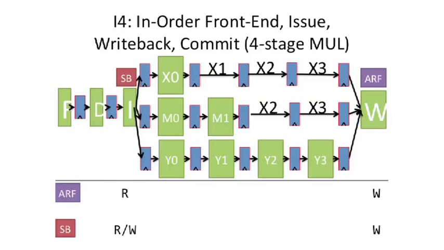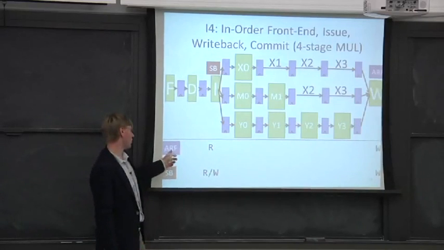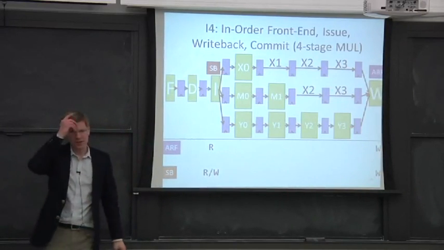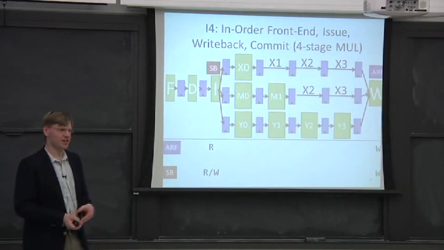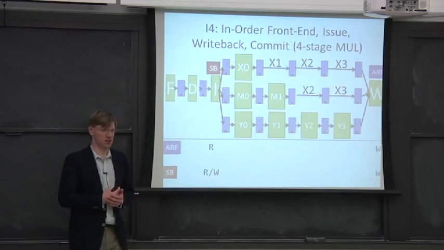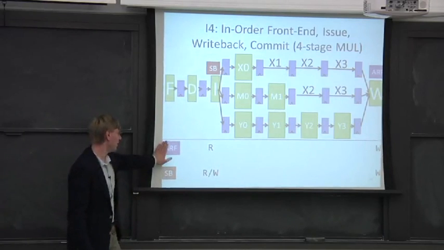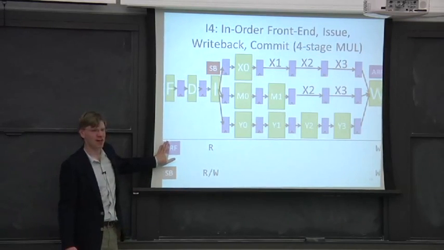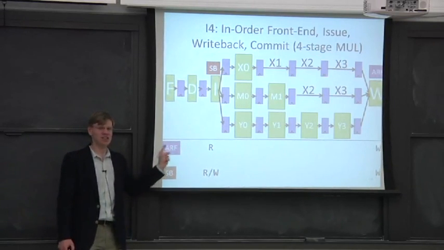Okay, so now we're going to start introducing some extra structures, which will make our lives easier when we start to have multiple pipelines and complicated things are happening. The first thing I want to introduce here is the architectural register file, or ARF for short. So the architectural register file is where we keep the canonical state of the machine that has been committed. Hence, it's called architectural register file. If you see me say register file, that may or may not be an architectural register file. It may have in-flight values, but the architectural register file is the committed state of the machine.